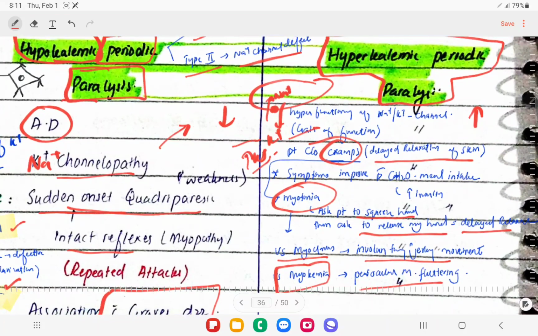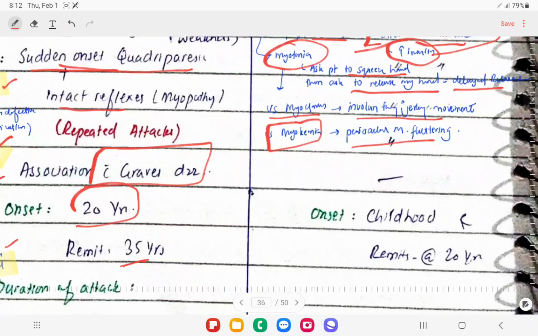So these patients are going to complain of cramps, and there will be delayed relaxation of the muscles. These symptoms improve after a carbohydrate-rich meal because of the increased insulin. Insulin will internalize the potassium into the cell, and there will be a decreased amount of potassium available in the bloodstream. That's how symptoms get relief in these patients.